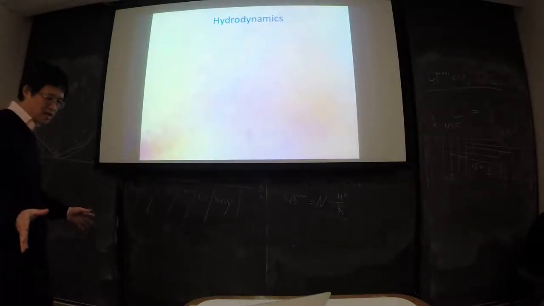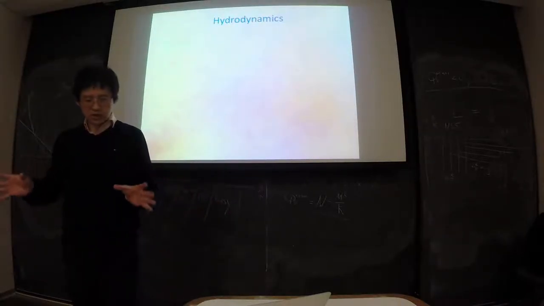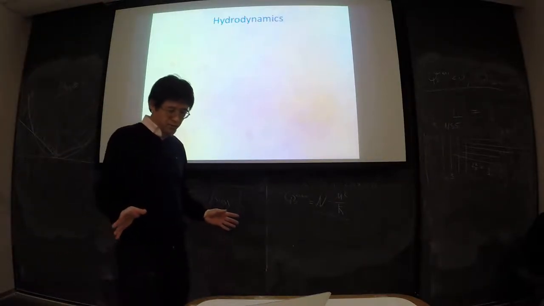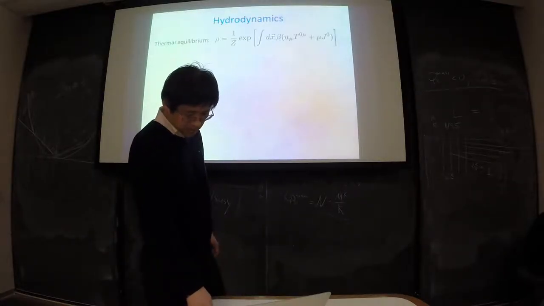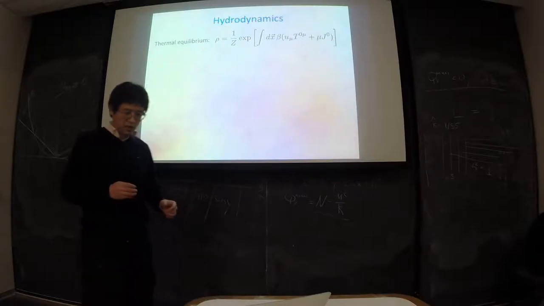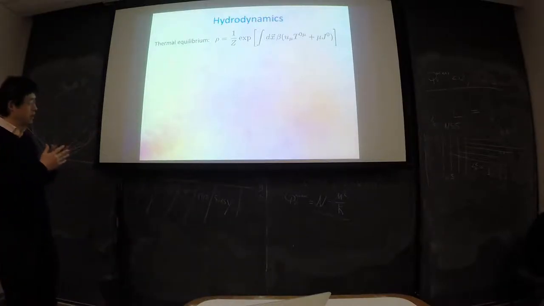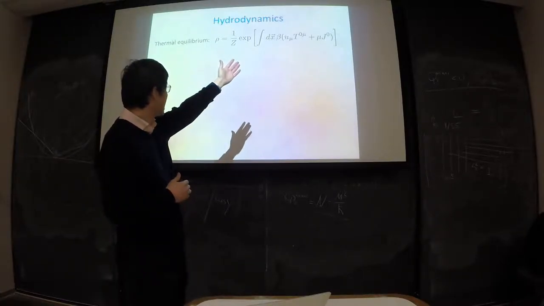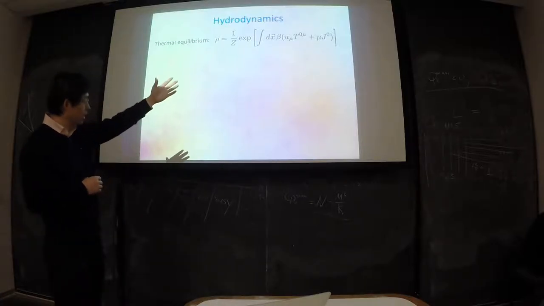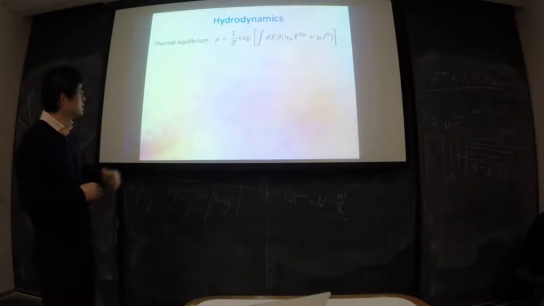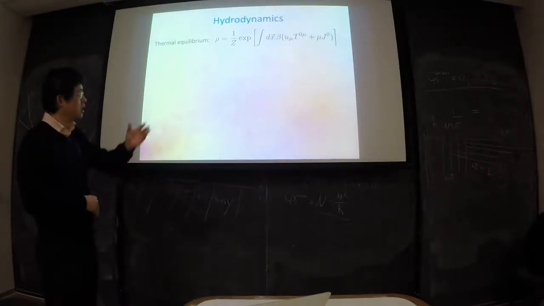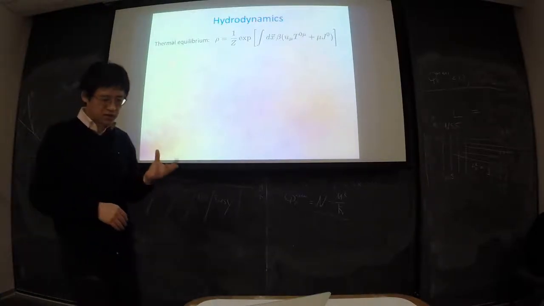Hydrodynamics is precisely used to capture such long wavelength and long lifetime excitations around thermal equilibrium. And so let me just quickly remind you of the formulation of hydrodynamics. So let's start with the thermal equilibrium. So this is the grand canonical density matrix. Beta is 1 over the temperature, and mu is the chemical potential for some conserved charge, whose zeroth component, the charge density, I write as J0.